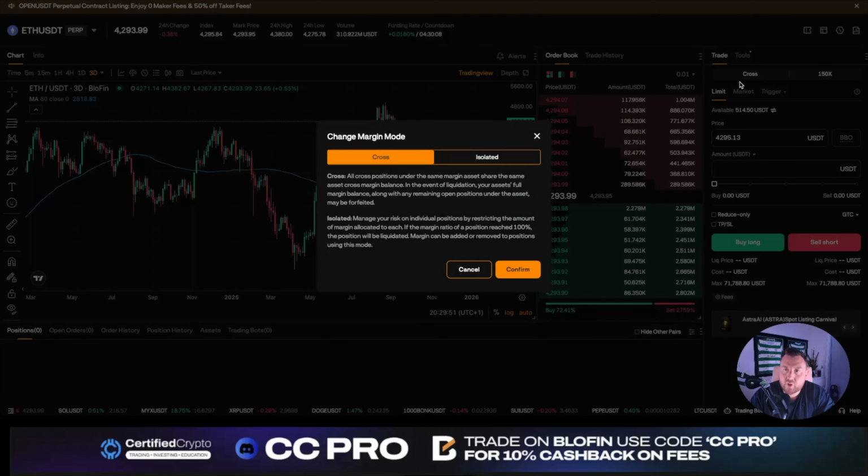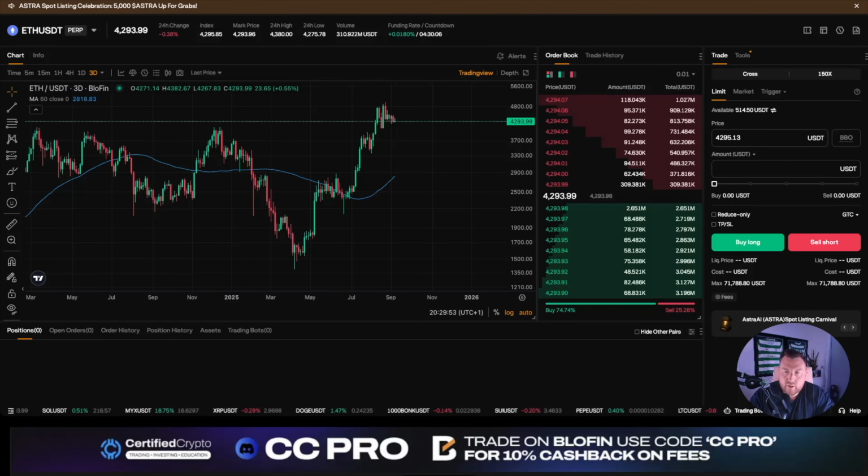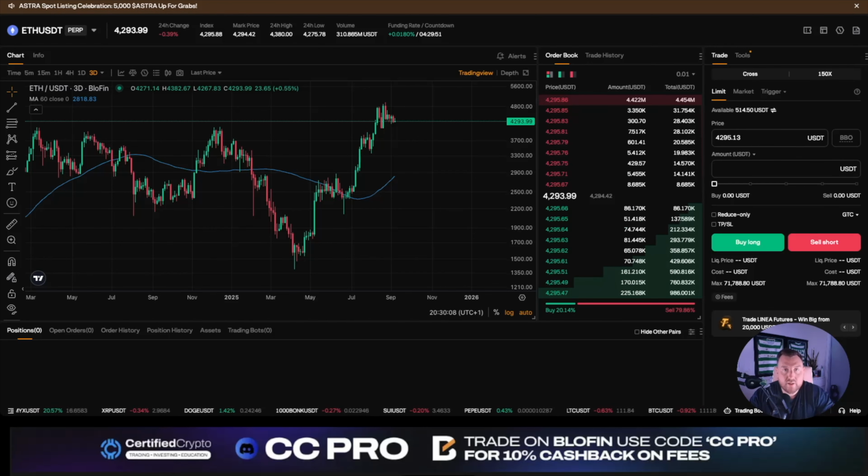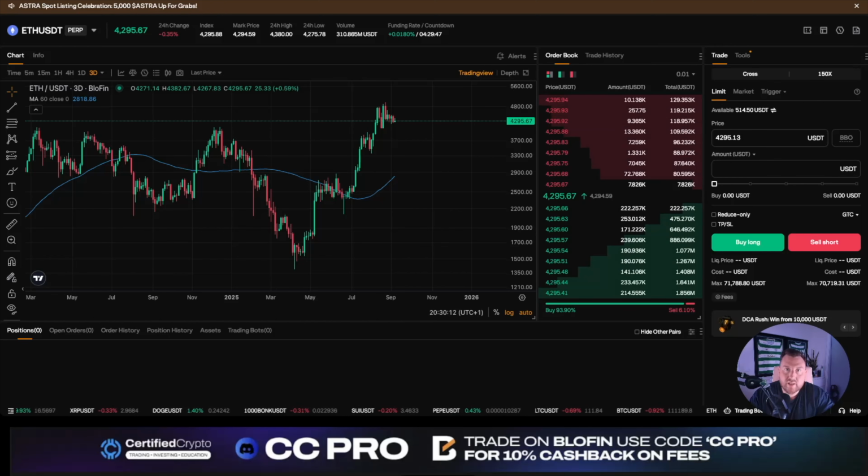So up here we have cross or isolated margin. Now, isolated margin basically is per trade. So every time you open a trade, you have to manage the margin effectively yourself. With cross, it just means that it uses your whole available futures balance to trade with. So for us, we've got over $500 in this account. When we open 2 or 3 trades, they all use the same $500 for margin.